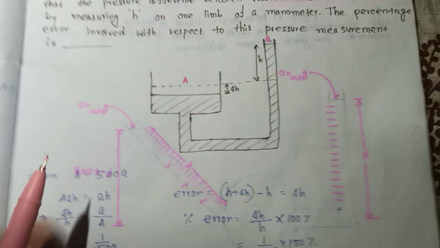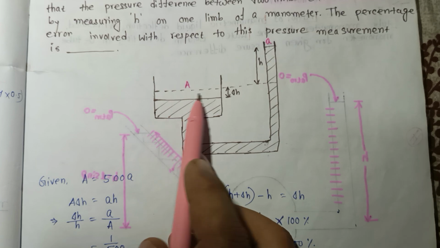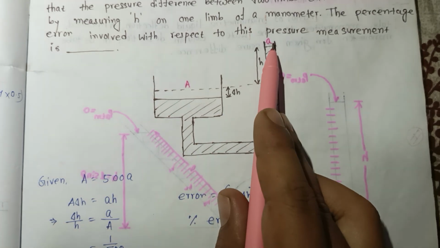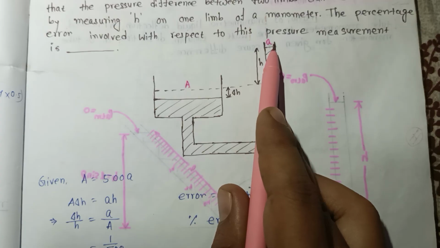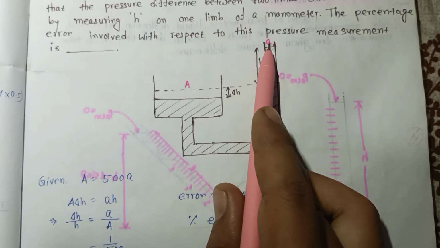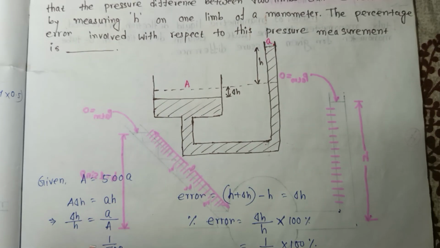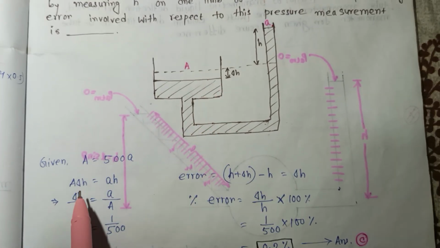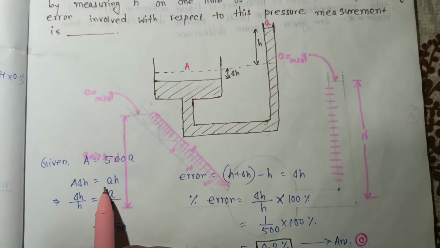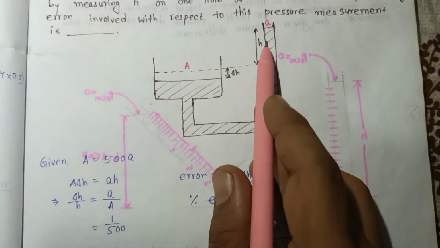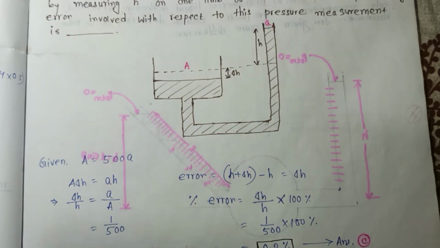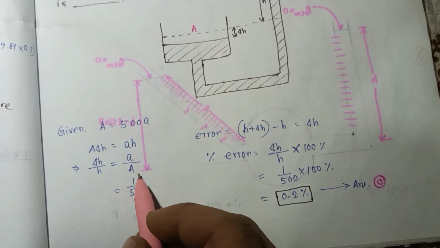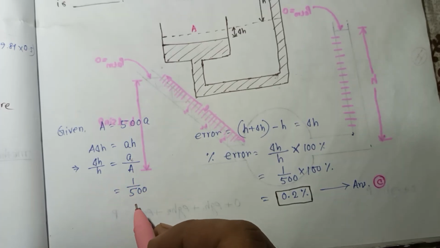So what is given in this question? This area is 500 times of this area. So consider this side area, that is small a, so the other is 500 into small a. So this area into height delta H, so area into delta H, that will be the same as area into this H. So from here you can get delta H by H, that is equal to A by capital A. So this is 1 by 500.